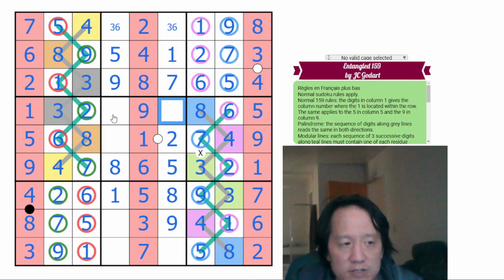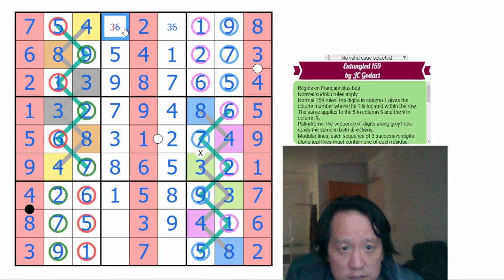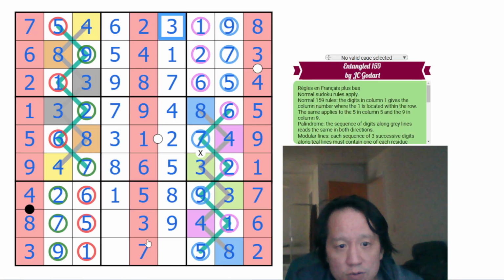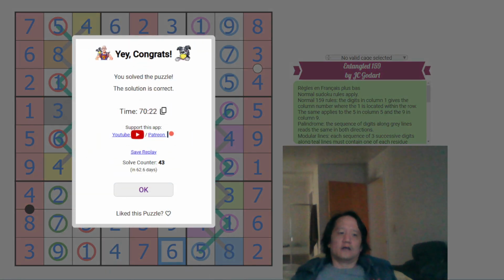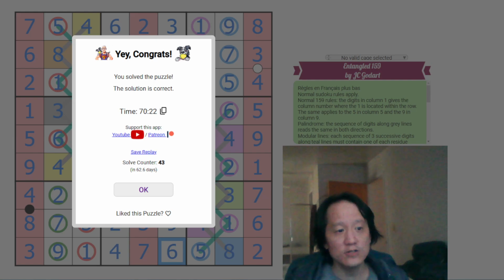This can't be 7 because of Sudoku, so that's 7. This is 4. This is 3. This is 6. These are all because of Sudoku. This has to be 2. This has to be 4. And this has to be 6. Woo! And that's the solution.